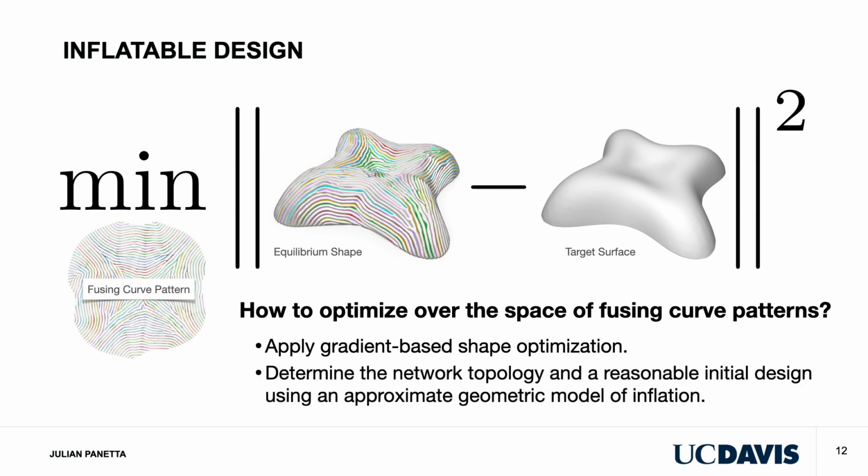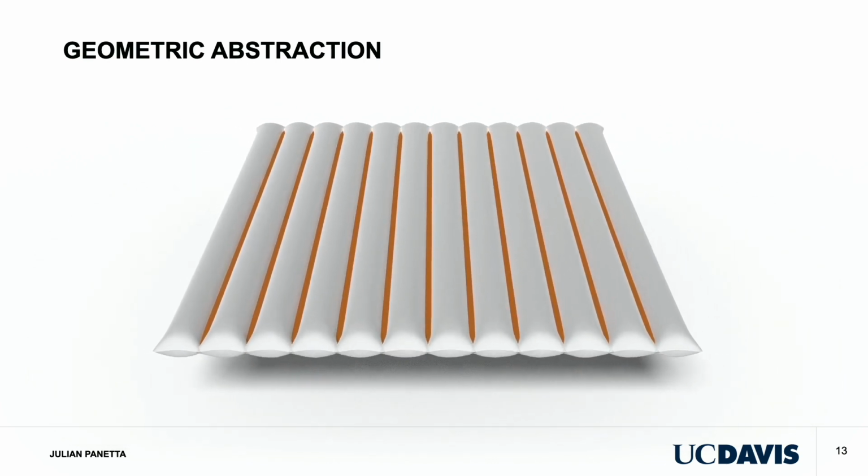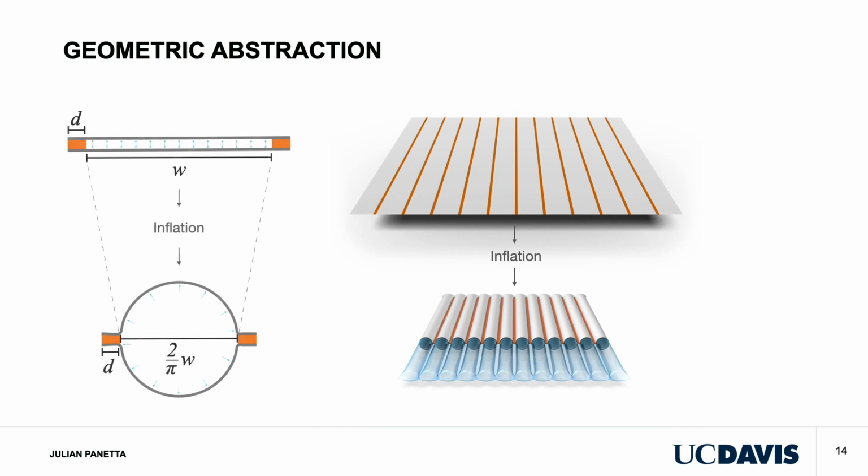To obtain this initialization, we consider a geometric abstraction of the inflation process that directly leads to an approximate solution to the inverse design problem. To develop this geometric abstraction, let's return to the inflation of the straight tube design and study the deformation it applies to the sheet. Focusing on a single tube, we see that, as it inflates, it contracts in the transverse direction by a factor of pi over 2. At the same time, the length along the tube is essentially unchanged.